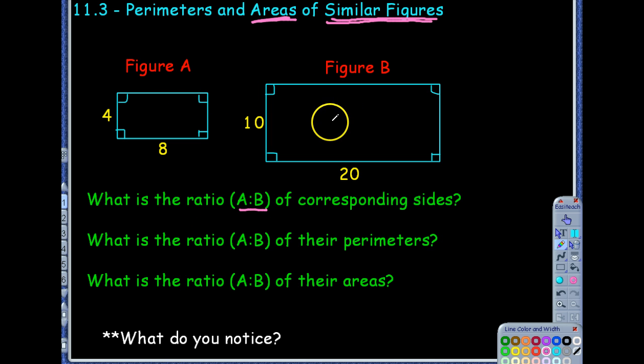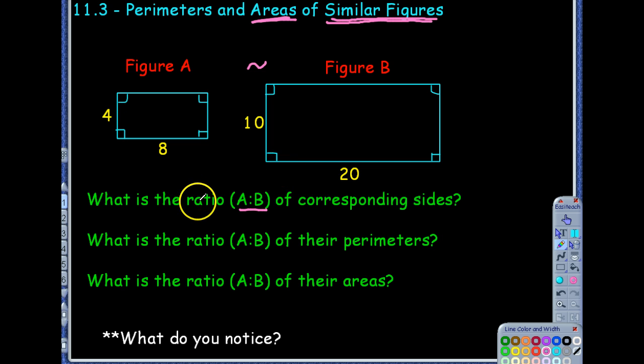Now, before we do this, what do you notice about these figures? They're both rectangles. But what's true about these rectangles? They are similar. So that's why we're finding the ratio of the corresponding sides and the ratio of the perimeters, and the areas as well. We already know they're similar, and we could kind of prove that.